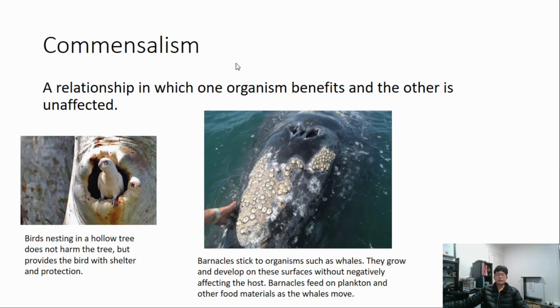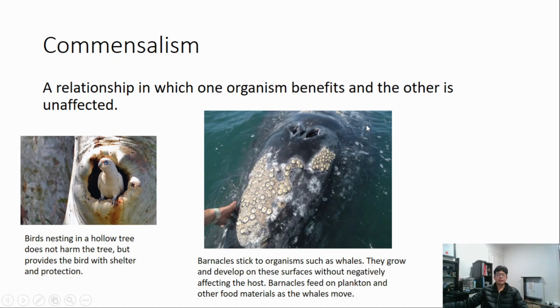Alright, so the next type of symbiosis or animal interaction is known as commensalism. And in this case, it is a relationship in which one organism benefits and the other is unaffected. So the first example here is a bird nesting in a hollowed tree. This does not harm the tree but provides the bird with shelter and protection.